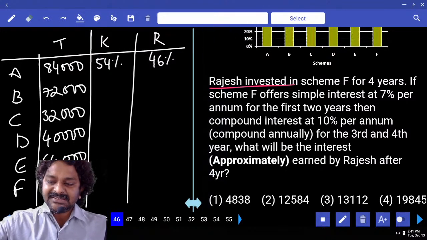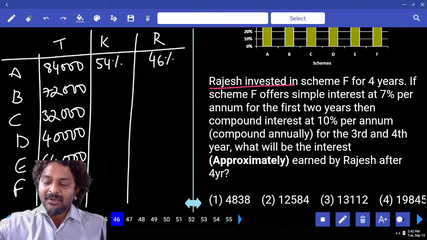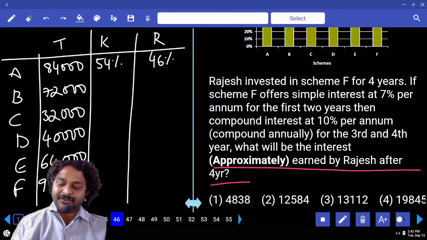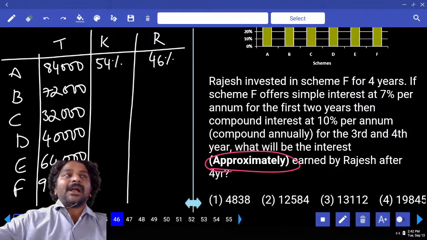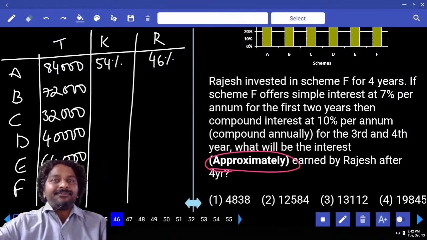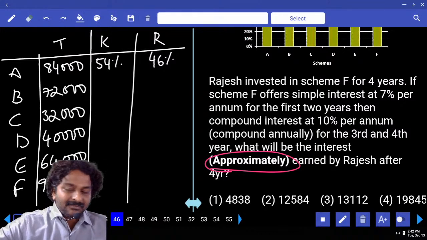Rajesh invested in scheme F for 4 years. Scheme F offers simple interest at 7% per annum for the first 2 years and compound interest at 10% per annum compounded annually for the third and then fourth year. What will be the interest approximately earned by Rajesh after 4 years? In case exact is asked instead of approximate, yes, we will have 2 or 3 weapons, like we will calculate multiplication or divisibility.